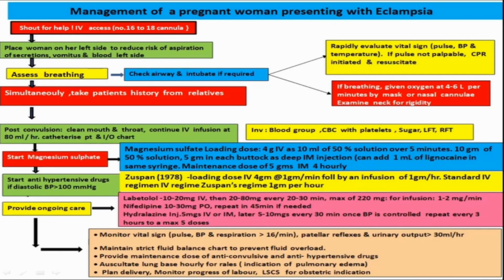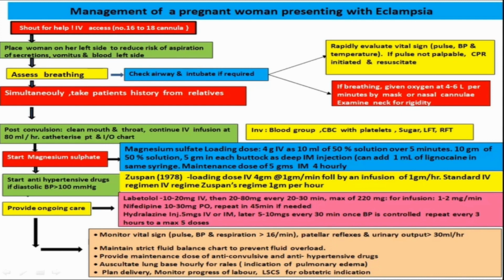In management of eclampsia, call for help and get IV access with a 16 to 18 gauge cannula. The patient should be placed in the left lateral position to reduce the risk of aspiration of secretions, vomitus, blood. Assess breathing, check airway, intubate rapidly if needed, evaluate pulse, BP, temperature. If pulse is not palpable, initiate CPR. Give oxygen 4 to 6 liters per minute by mask or nasal cannula.